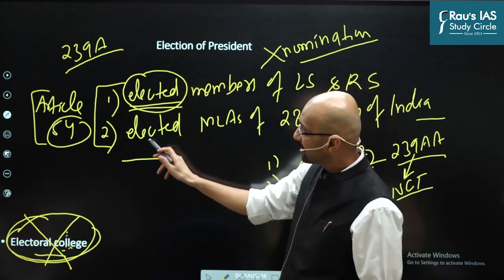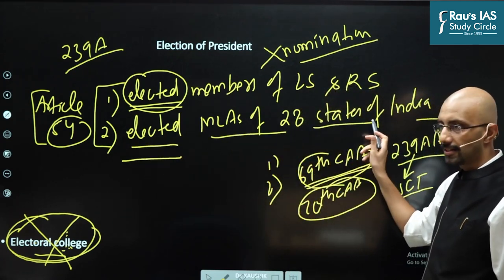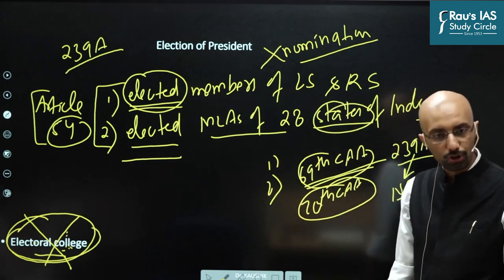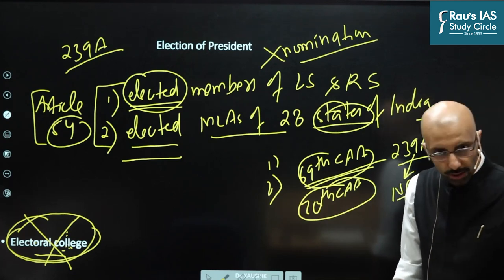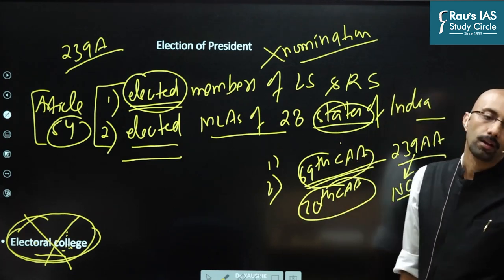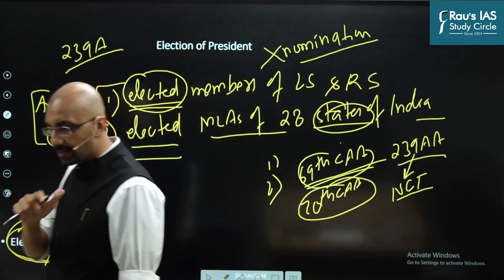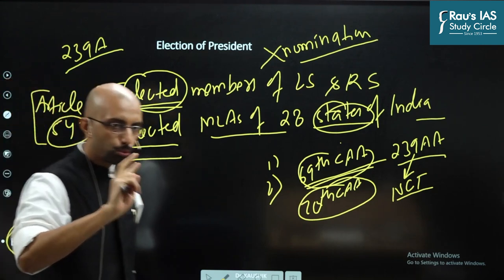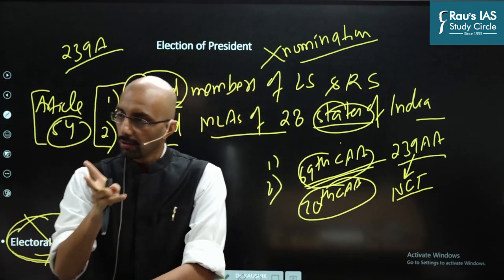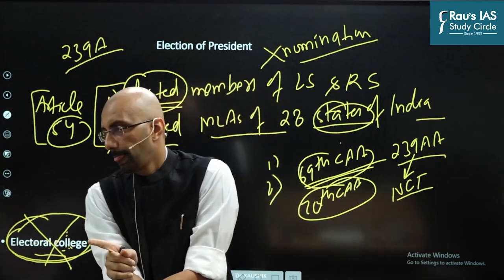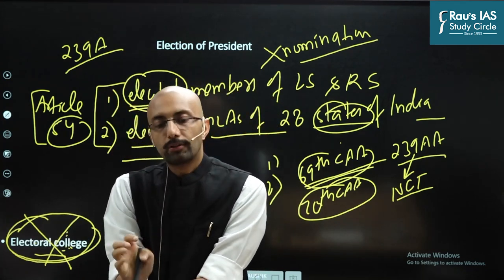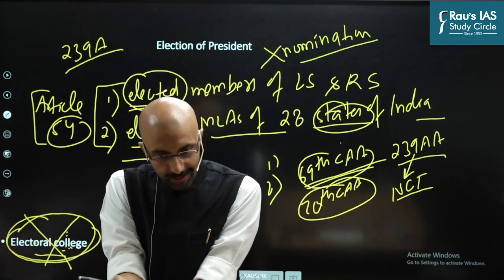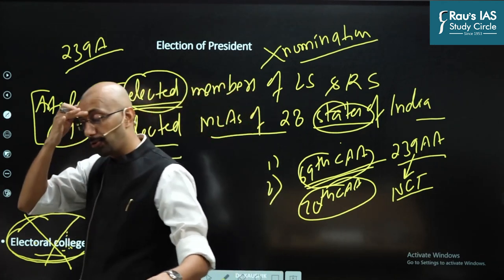So in second point, when we say elected MLAs of 28 states, what is now the explanation? That the word state includes UT of Delhi and Pondicherry. It means even their MLAs will vote in the election of the President of India. Now the question arises that recently this erstwhile state of Jammu and Kashmir has been converted into two UTs, out of which not Ladakh, but J&K is going to have its own legislative assembly. So then will the MLAs of J&K also participate in the elections? That question arises.